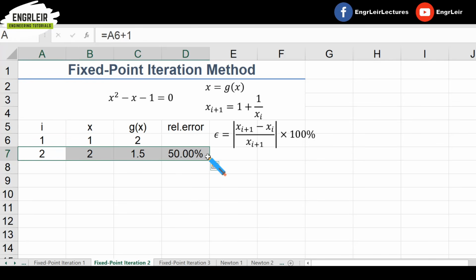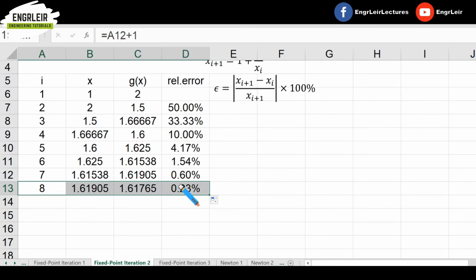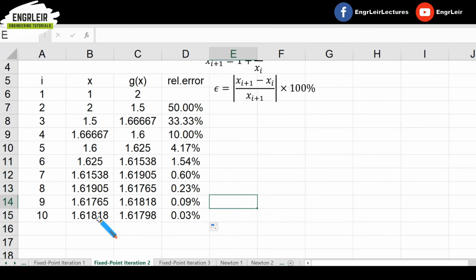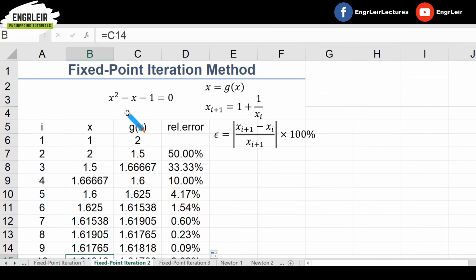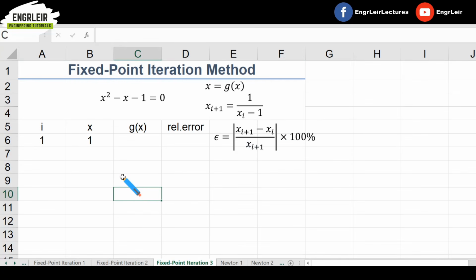Malaki pa yung relative error. After some iterations, let's say, ayan, 10 iterations, I will get the value of x is yung 1.618. So, 0.03% na lang yung relative error after 10. Let's have another fixed point iteration example sa Excel. Isa namang form, yung 1 over x minus 1. So, g of x ko is 1 over value ng x minus 1.